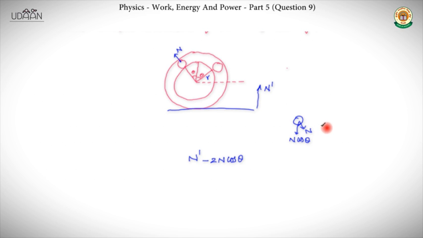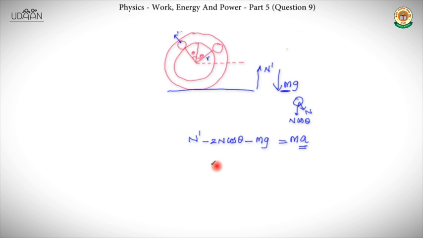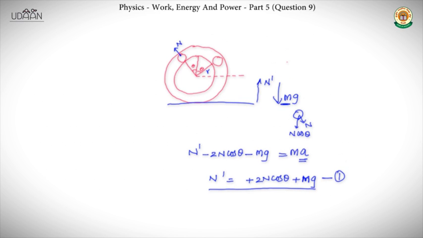So Mg will be acting in the downward direction. Note, this is capital M. So minus Mg is equal to Ma. As the pipe is given to be fixed, not moving, a will be equal to 0, so we get N dash is equal to 2N cos theta plus Mg. This is the equation for the entire system. Let us name this equation as 1.